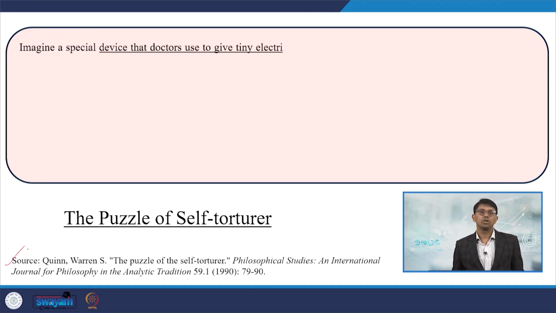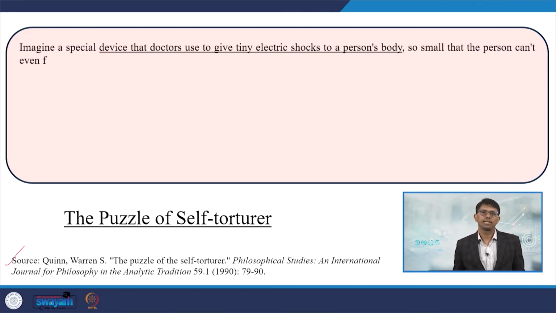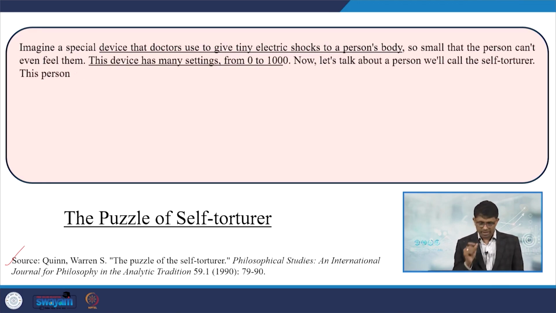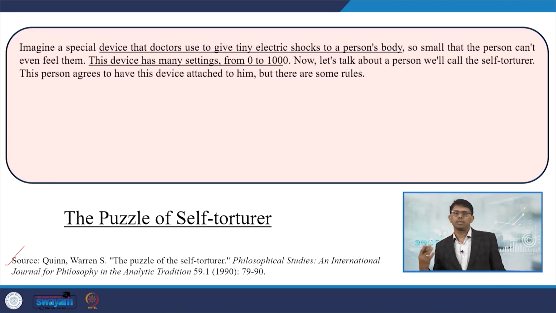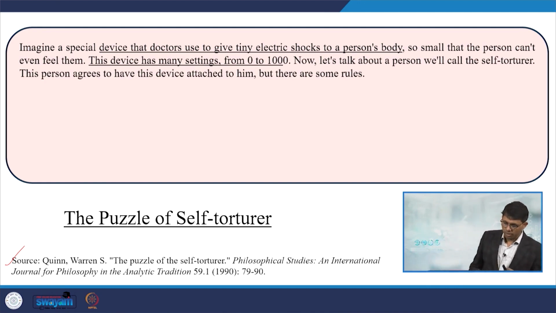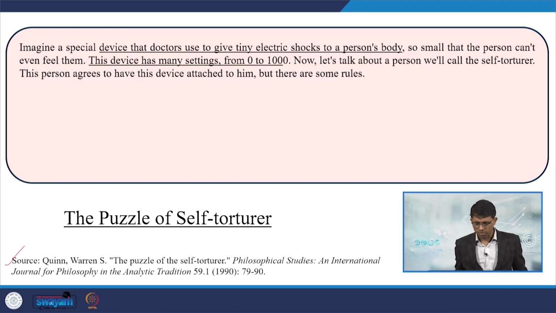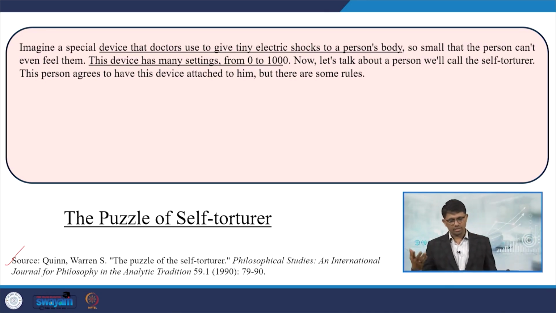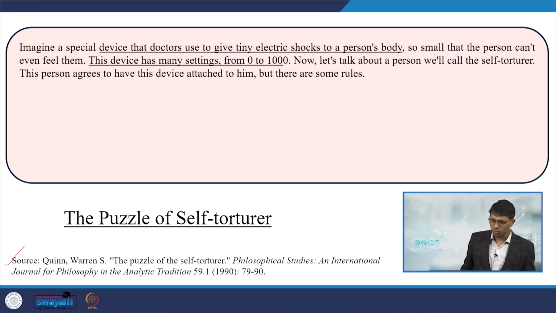Imagine a special device that a doctor uses to give tiny electric shocks to a person's body, so small that the person can't even feel them. That might occur repeatedly, and they may go for a higher dose. But when you give a higher dose, there is a possibility of a reaction from the person, and then the person might not agree to go for the better choice. These medical devices have many settings for the electric shocks, ranging from 0 to 1000.